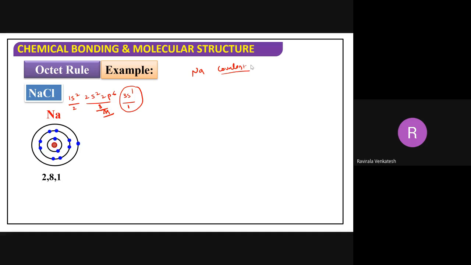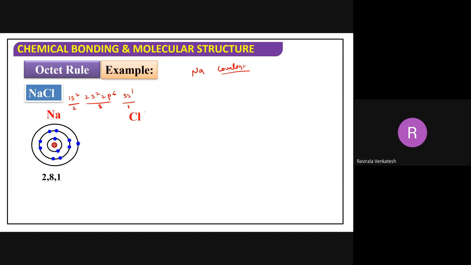Therefore, chlorine can form a covalent bond and chlorine can form an ionic bond. Understood my point here? Chlorine can get the octet configuration by sharing electrons and by transferring electrons. But sodium can get the octet configuration only by losing an electron. So that is the reason sodium can form only an ionic bond, but not a covalent bond. Now let me see chlorine here.